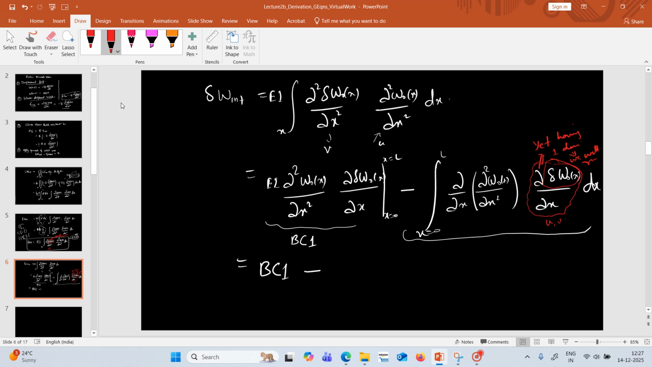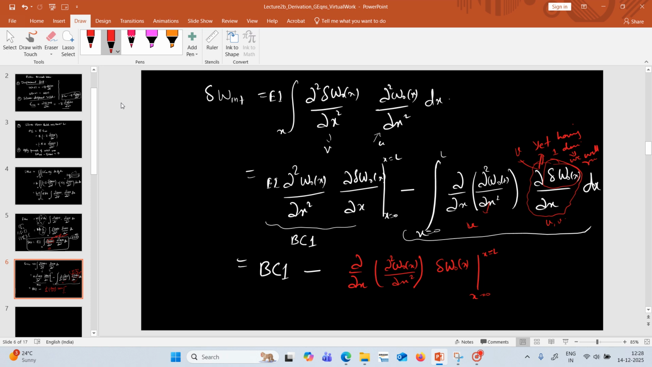So U is del by del x of del 2 w naught by del x square. U will remain the same, and the integral of V would be delta of w naught of x. So this would be the V chosen and this is the U chosen. Now this would be integrated from x equals 0 to x equals L.